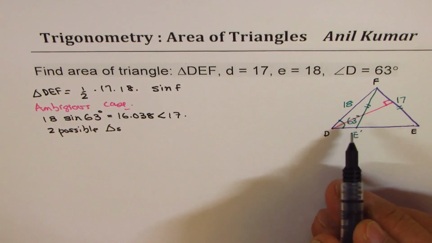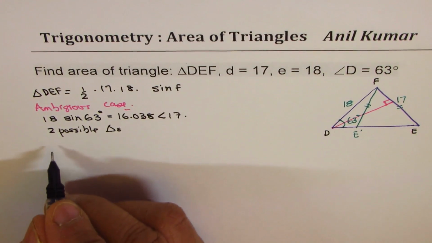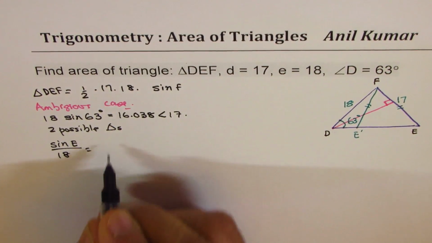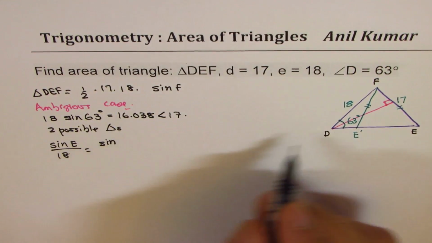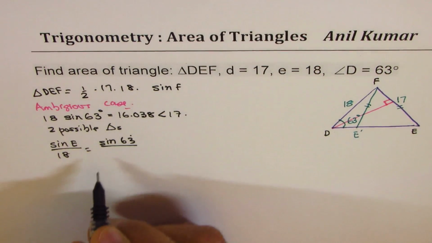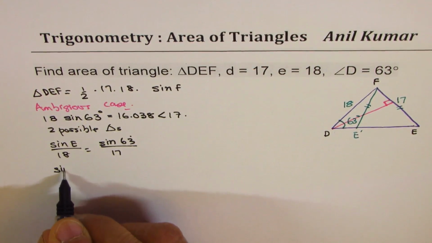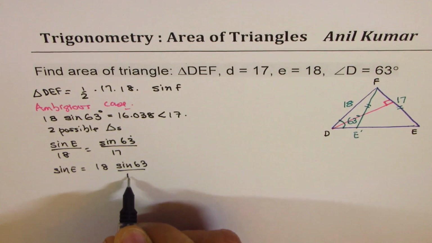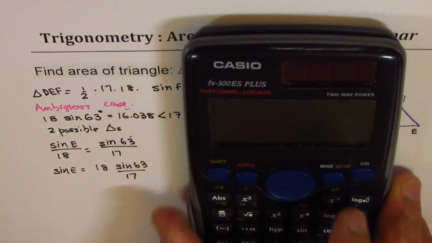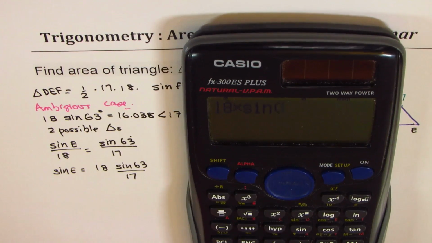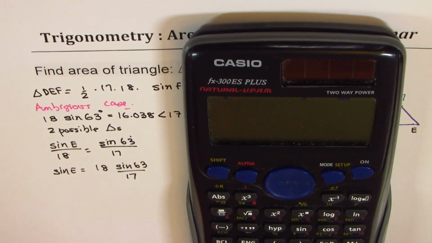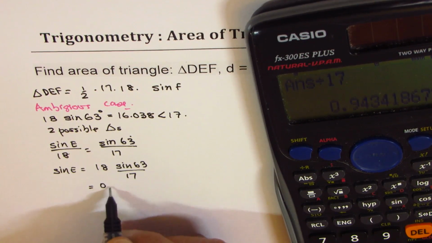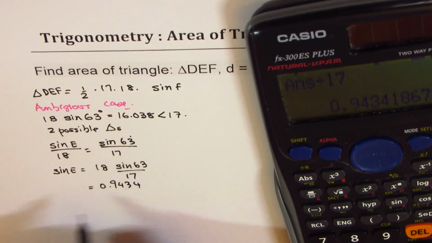So in the big triangle, we can always apply sine law. So we can say sine of angle E over the side opposite 18 equals to sine of angle D, which is 63 degrees over 17. So sine of E equals to 18 times sine 63 over 17. So let's calculate this value. 18 times sine 63 divided by 17 equals to 0.9434. Let's take 4 decimal places, right?